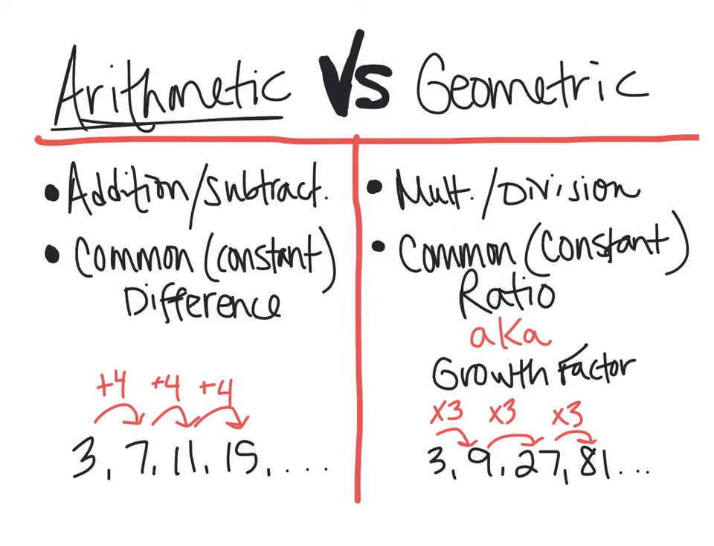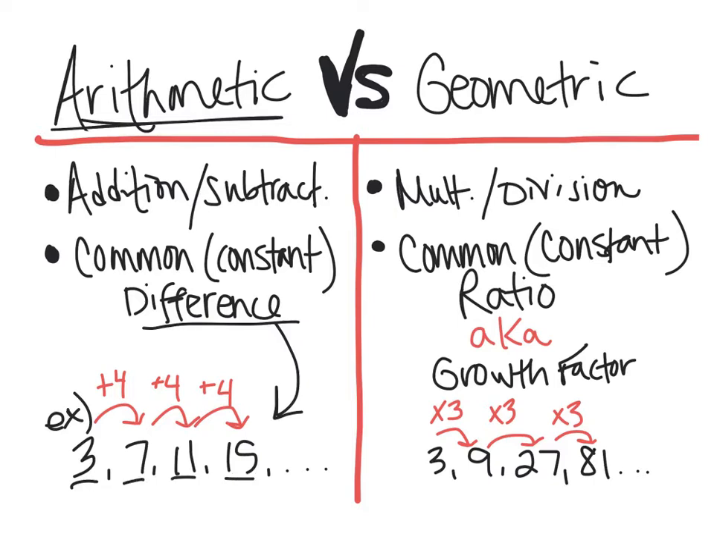And the common difference is how we identify the pattern of a specific sequence. If you look down here at this example, let's say it goes 3, 7, 11, 15. Remember, this is the first term, this is the second term, third term, fourth term, and so on.